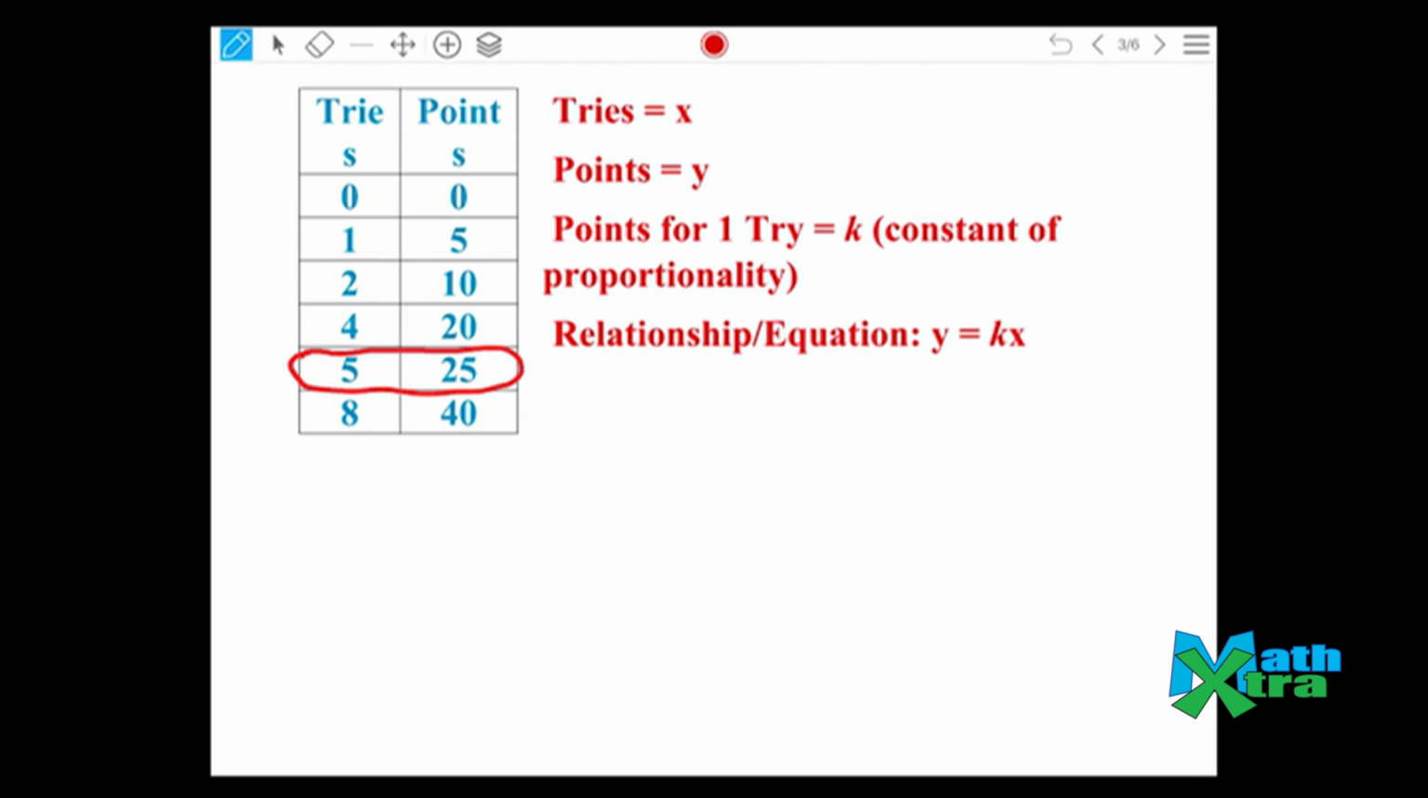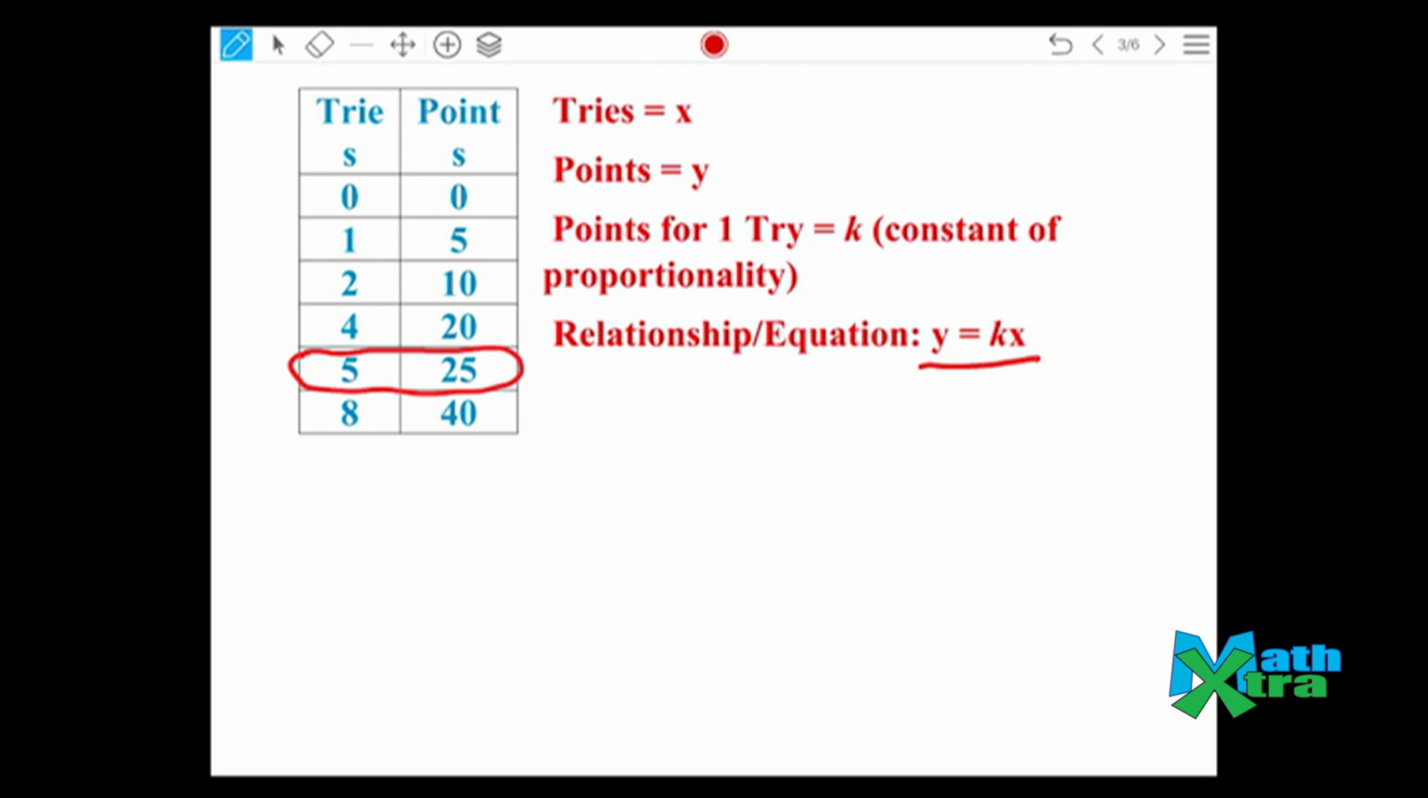There's our same table, same number of tries, same points. And we're going to look at the USA's score. They scored 5 tries and scored 25 points. Now, every proportional relationship, having trouble saying that too, has the equation y equals some number k times x.